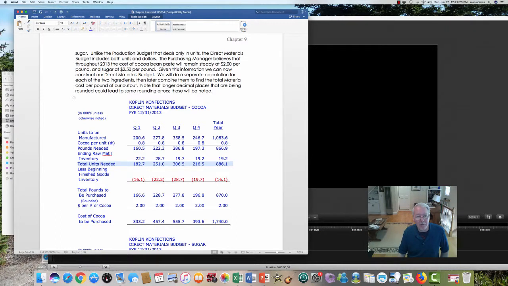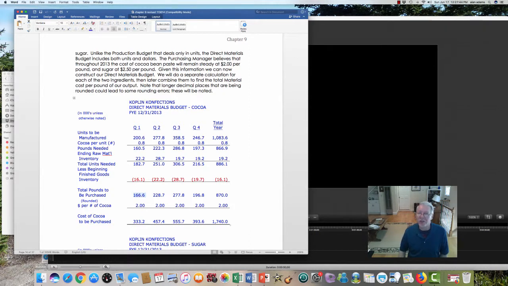Of the 182,700 pounds of raw cocoa I need, I already have 16,000 pounds sitting in the warehouse. I'm going to therefore deduct it, and that means that my purchasing agent in the first quarter will have to plan on buying 166,600 pounds of cocoa. All right. That's a goal for her to follow.